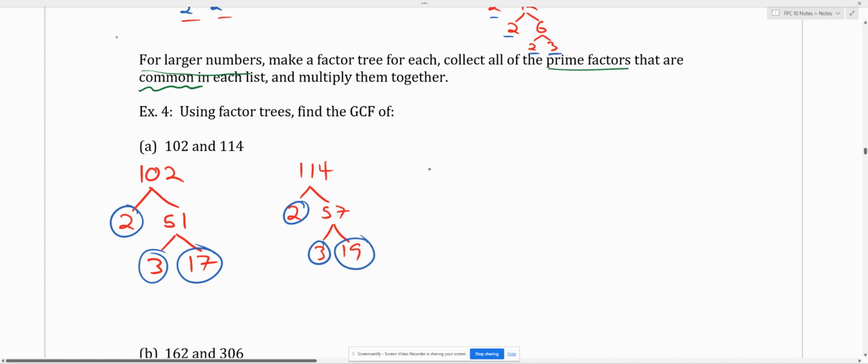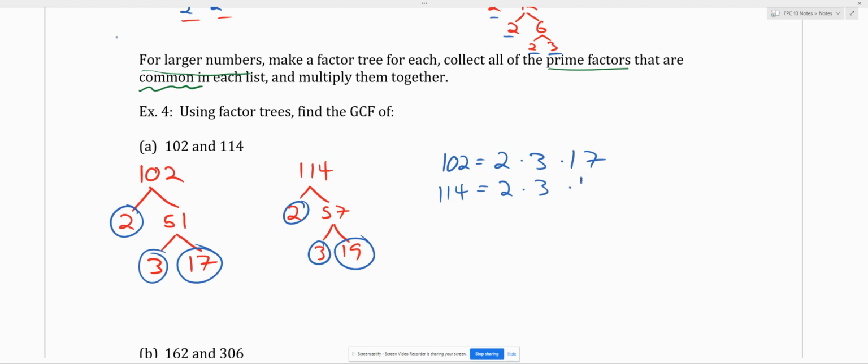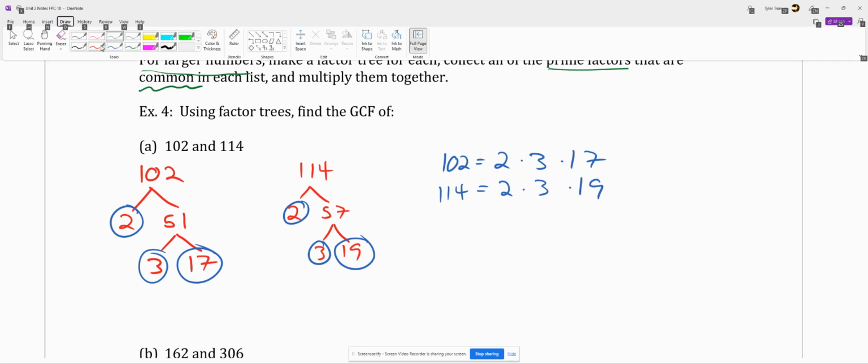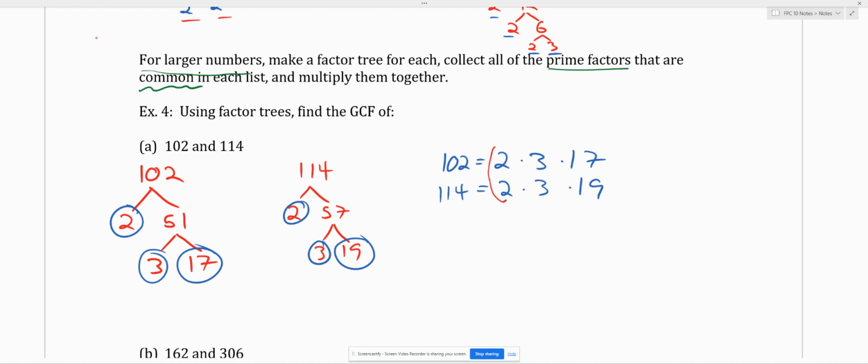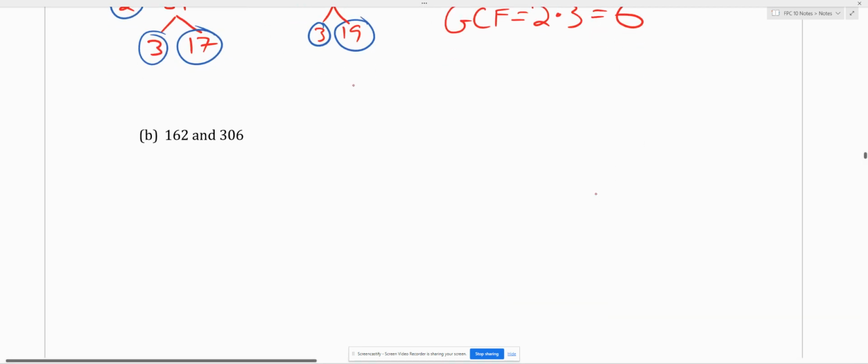So now we just do a quick comparison. Let's lay out both of our prime factorizations. So 102 is equal to 2 times 3 times 17, and 114 is equal to 2 times 3 times 19. And all we've got to do is find our common primes, which is 2 and 2, 3 and 3, and multiply those together to get our GCF. So our GCF is equal to 2 times 3, which is 6 in this case. All right, one more and we'll be done.